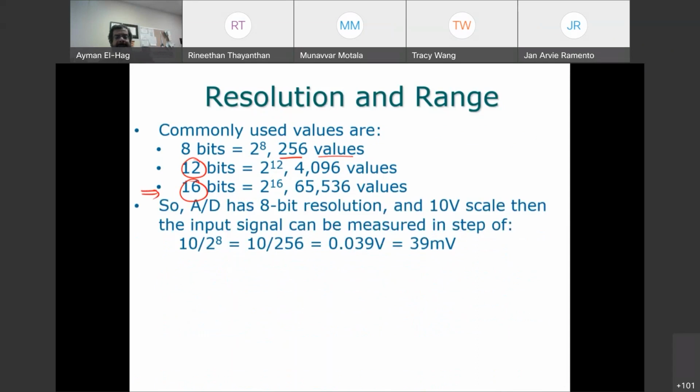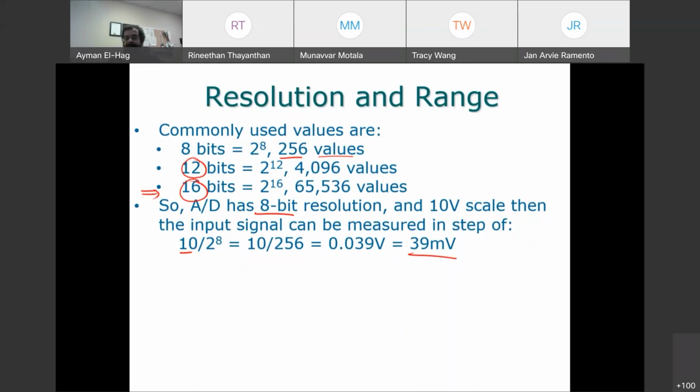So let's see the implication of this. Imagine I have 8-bit resolution. So I have the first card, and my scale is 10 volt. Okay, so my resolution is the full scale, 10, divided by 2 to the power of 8, which is 10 over 256, and this is 39 millivolt. What does this 39 millivolt mean? This is the minimum voltage you can measure. Less than that, it gives you 0.